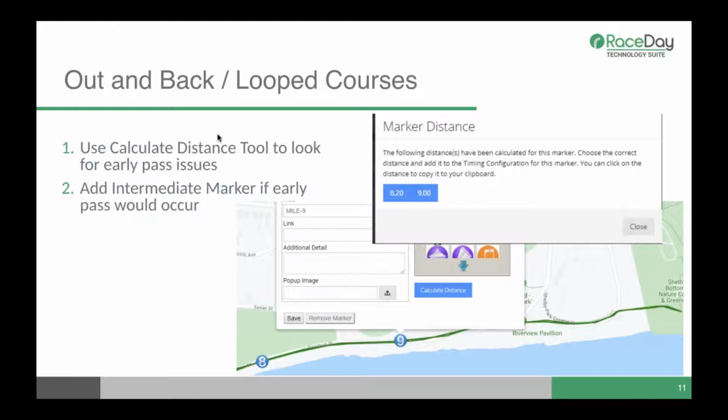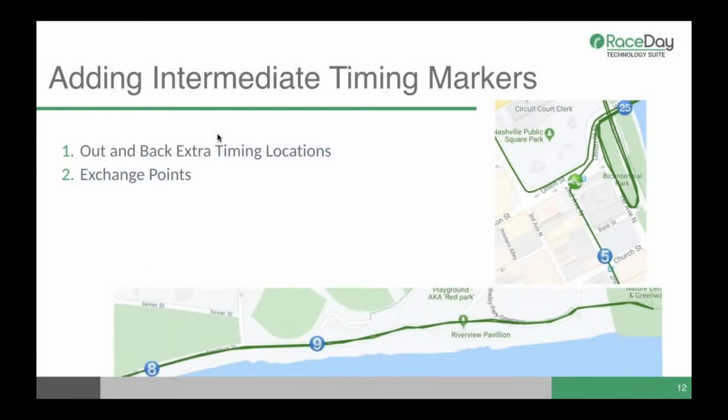So this means we have an out and back issue, and obviously we can't drop the radius from mile 9 to 0 because when they come back, they obviously won't get a read. So to fix an out and back situation here, we'll have to add an intermediate timing marker. This process is also how you add exchange points and relay courses as well.